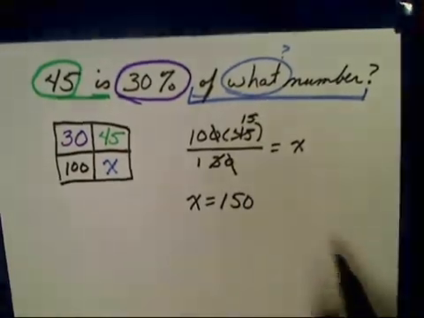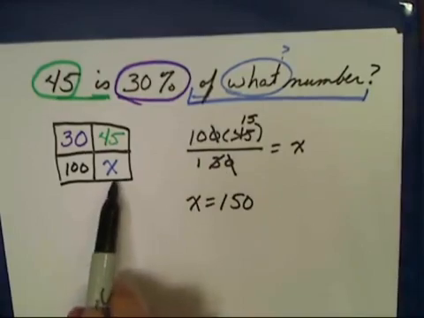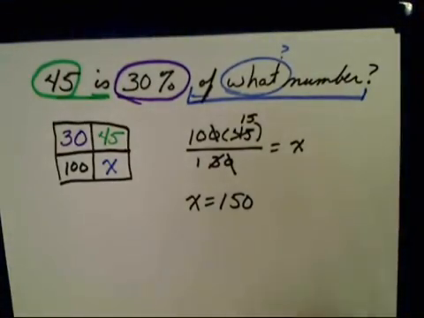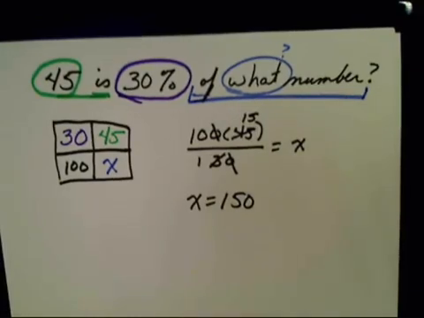It's not a percent because we're solving for the of. So if it was $45 is 30% of what number? It'd be of $150.